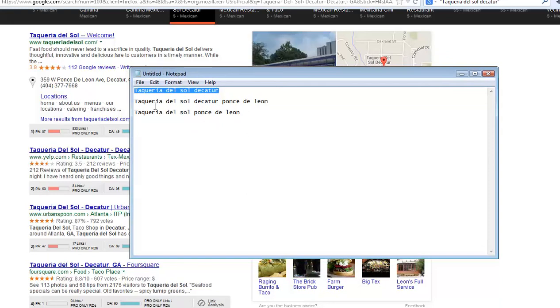Taqueria del Sol Decatur, Taqueria del Sol Decatur Ponce de Leon, Taqueria del Sol Ponce de Leon. By the way, Ponce de Leon is how you say that if you're native Atlanta. The rest of the world says really goofy things like that. That may sound fine to the rest of the world, but to us, that just sounds stupid. Anyway, I'm just throwing that out there because I'm kind of goofy.